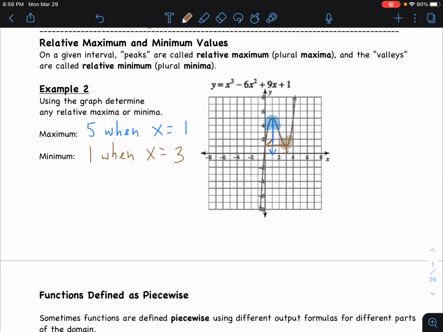Notice one thing though, relative maximum and minimum does not have to do with the arrows. It does not have to do with the infinities. It just has to do with the curvature going on, peaks and valleys.